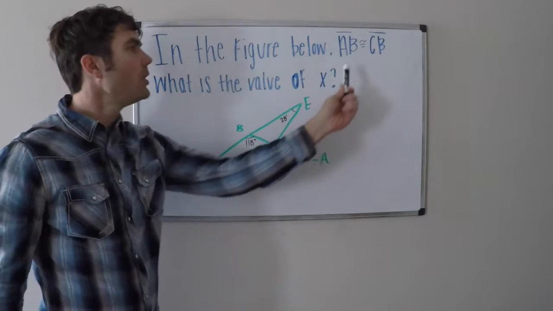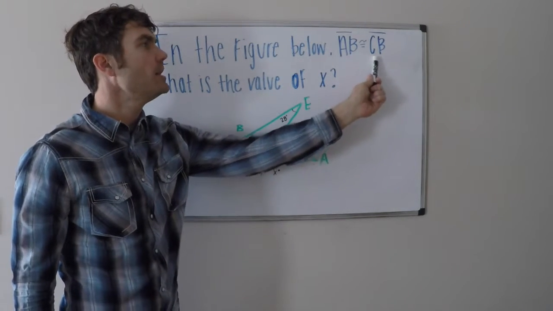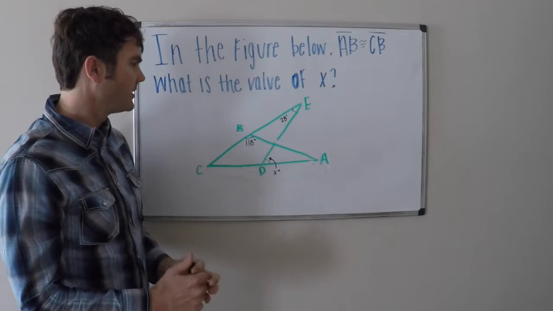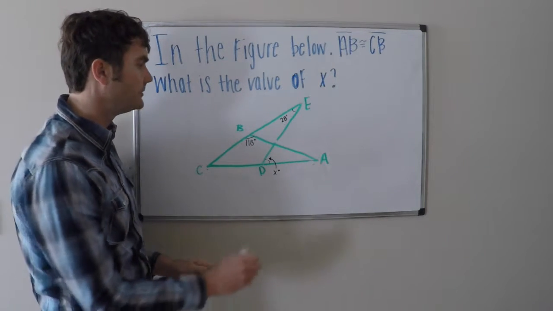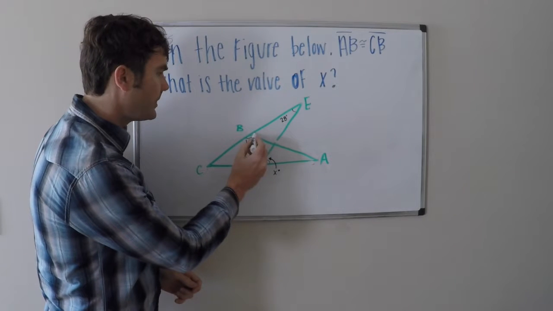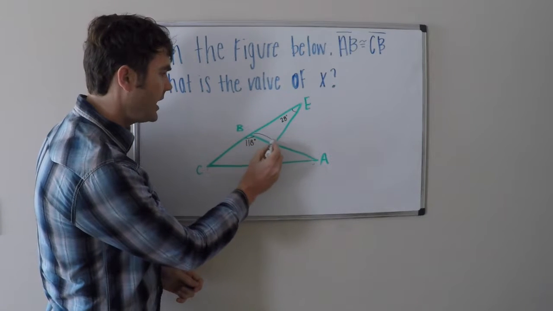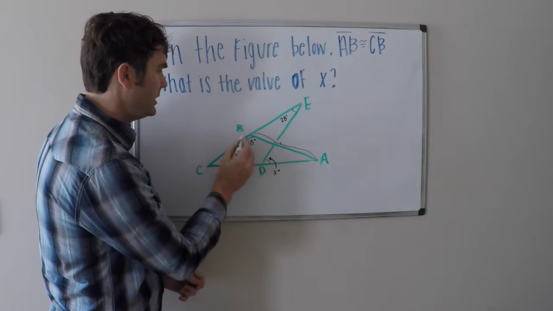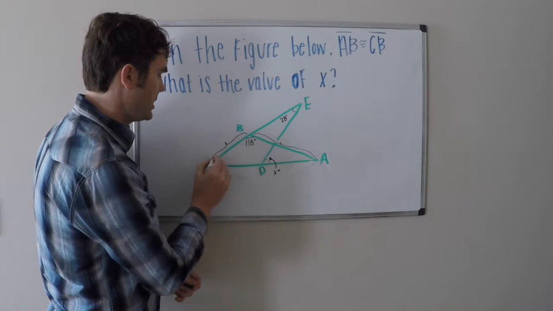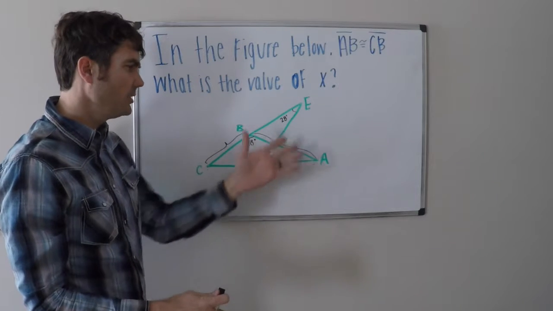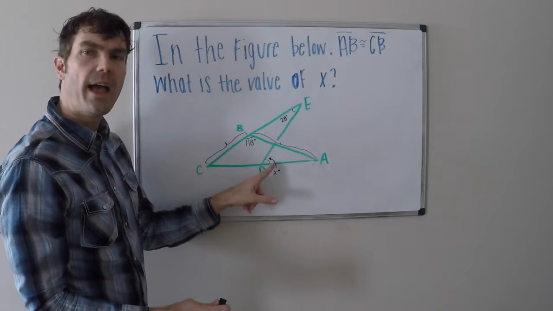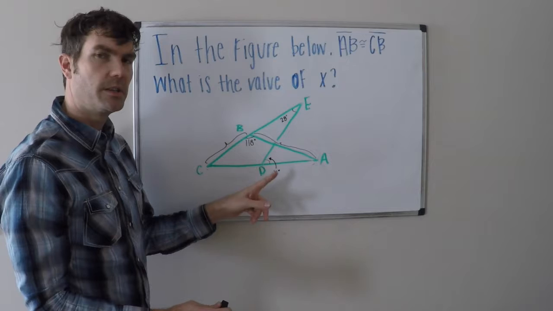Now they have given us this one piece of information here, that AB equals CB. And they're line segments, but we're trying to find an angle. So how is that useful to us? They're telling us that this line right here is equal to this line right here. Now, another thing that gives students problems on this, they look at this and try to figure out how to get x straight from the information that's given.